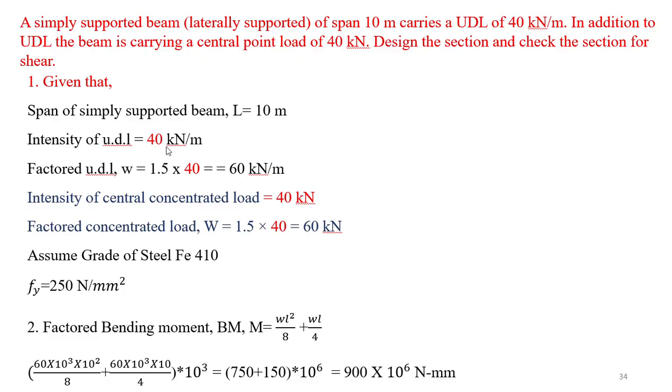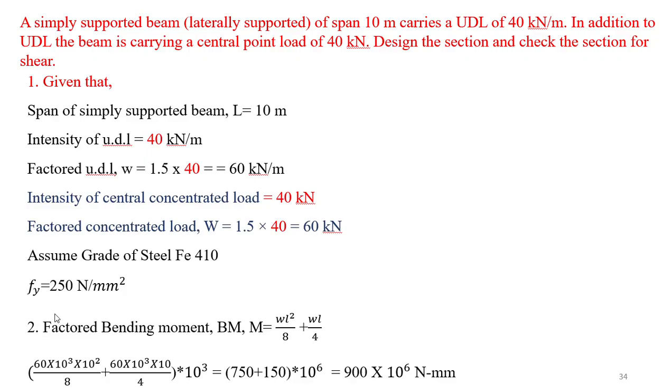Intensity of the load is 40 kilonewton per meter. W, the factored UDL, is nothing but 1.5 into 40, which is 60 kilonewton per meter. Central load is also 40 kilonewtons, and the factored concentrated load is 1.5 into 40, which is 60 kilonewtons. Here the grade of the steel has been assumed as Fe410, and most of the times we use fy 250 Newton per mm square.